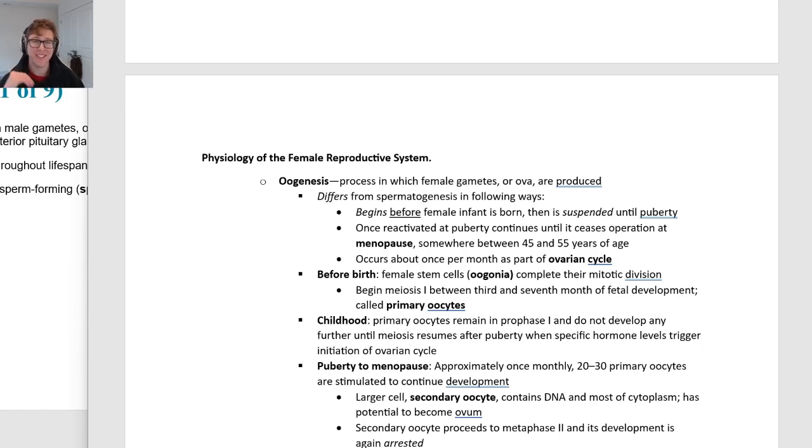So class, the physiology of the female reproductive system. Oogenesis, the process by which female gametes, or ovum, are produced. It differs from spermatogenesis in the following ways. It begins before the female infant is born, which is crazy to think about.